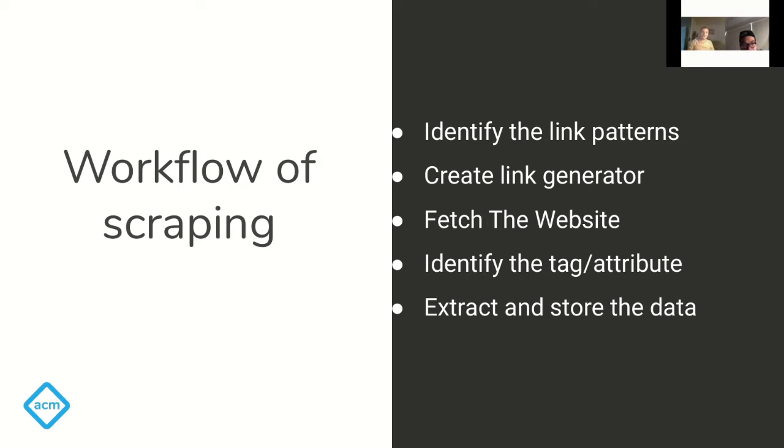So what's the web scraping workflow like? First, you identify the link pattern. Sometimes the data on the website is not just on one page. You have to switch between pages, and you have to understand how the link, the URL, changes once you switch between the pages. That's why you identify the link pattern. You create a link generator, and then you fetch the website. Once you have the website, you identify the tags and the attributes that wrap the data you want, and then you extract and store the data. I know all of this is very general and theoretical, but we'll dive deeper when we start actually coding.